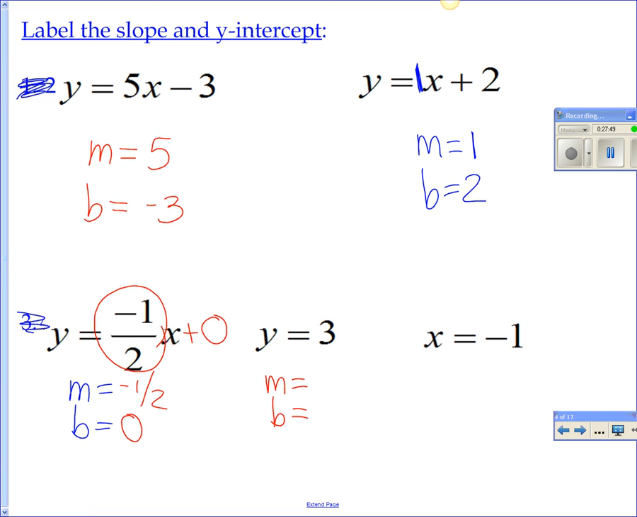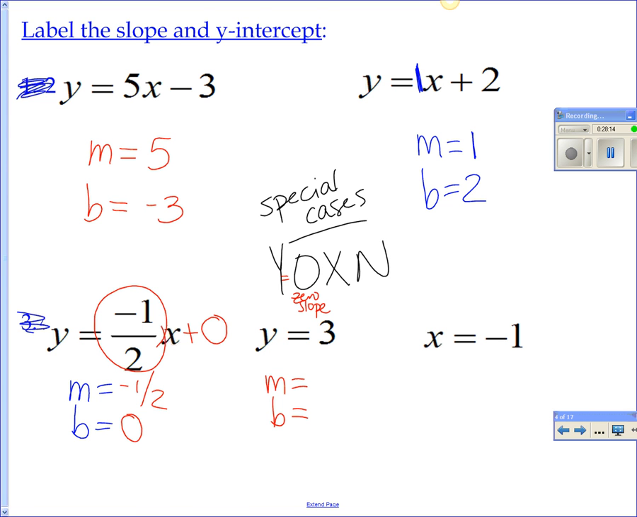There's 2 ways to do this. Now, one way is to remember the shortcut. Always remember Yoxen. Okay? I remember Yoxen. This is what I use for special cases. So I do a shortcut. For special cases, I do Yoxen. What it stands for is if it's Y equals a number, it's 0 slope. If it's X equals a number, it's no slope. Okay, so that's a little shortcut that I use, Yoxen.